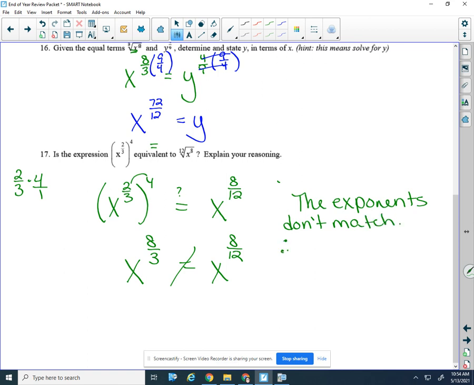There's a math symbol, 3 dots in a triangle shape. That means therefore. Just a little shorthand, if you ever see that in college.